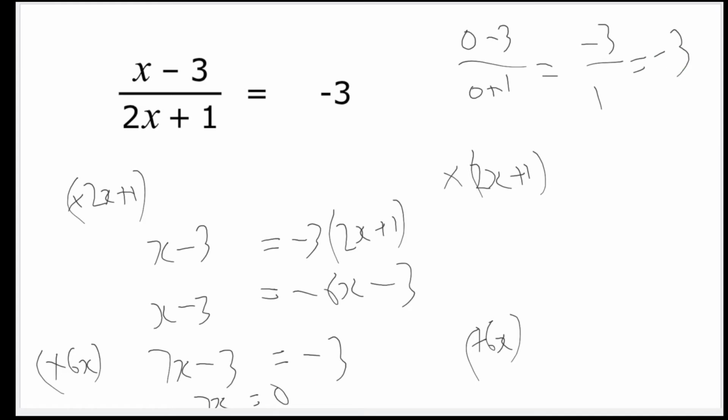I just stopped there, by the way. 7x is equal to 0. Well, if 7x equals 0, then x is also going to be equal to 0. Okay, ignore that repeated question.